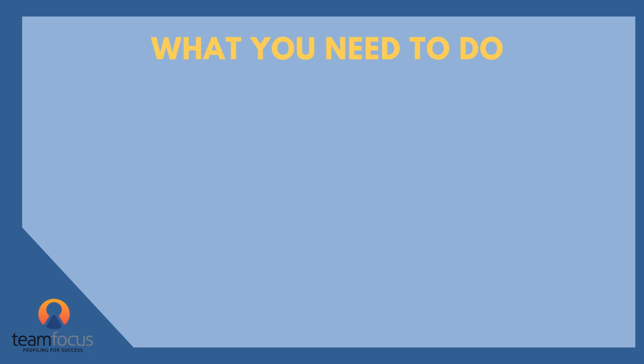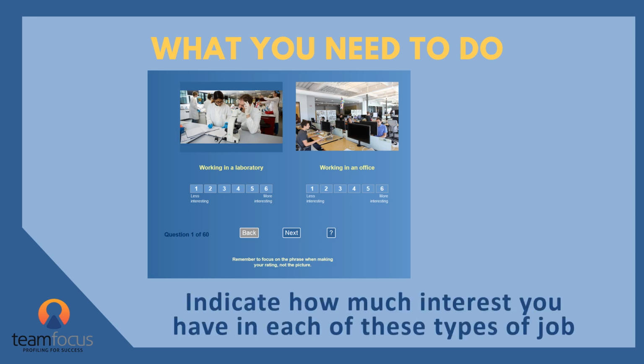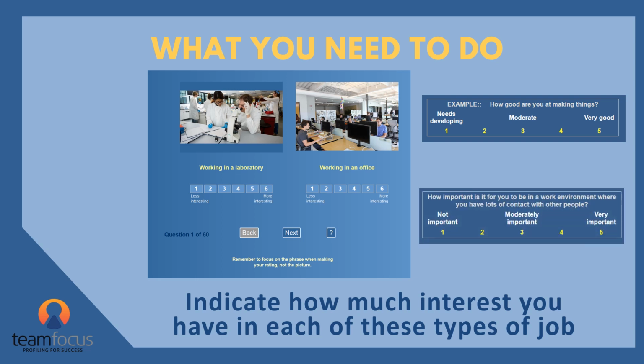When you have finished watching this video, you simply need to click on the link that takes you to the CII. On screen there will be clear instructions of how to complete the inventory. It involves 60 pictures like this, where you indicate how much interest you have in jobs of this kind. It also asks you 24 questions on how good you are at different activities, as well as 18 questions on how important these things are to you.